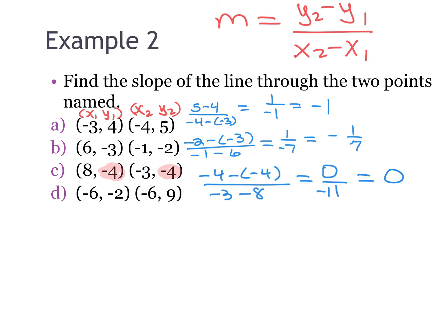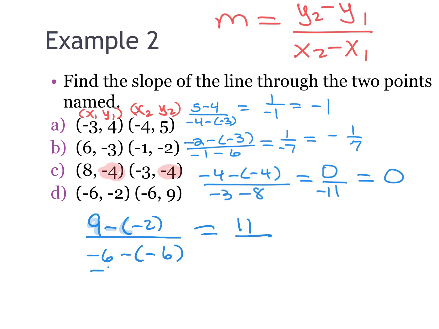Okay, then if we do the last one, 9 minus negative 2 over negative 6 minus negative 6. Key flip change it, and I end up with 9 minus negative 2 is really 9 plus 2, which is 11. And then negative 6 plus 6 gives me a 0. Remember, when the denominator is a 0, this simplifies to undefined.